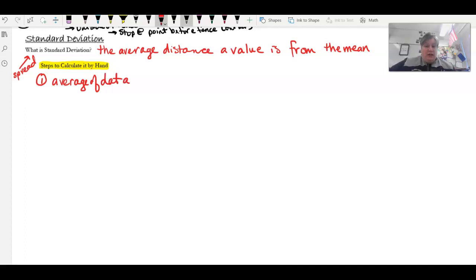We are going to do a relatively small data set. I think we're going to do 6 numbers. So let's say 5, 8, and I'm just making these up, 9, 6, 5, and then let's throw in a 7. So we're going to find the average of that data. My average, because I added them up and divided by 6, was 6.67. And average is denoted when you put a line above something. Whenever you put a bar above it, that means it's talking about the mean of that data set.